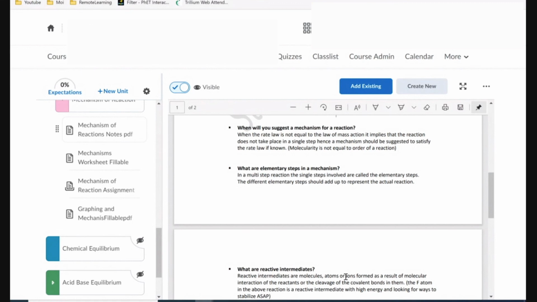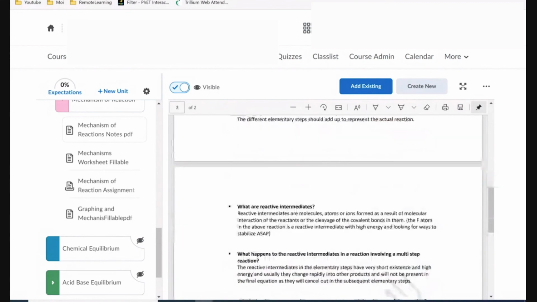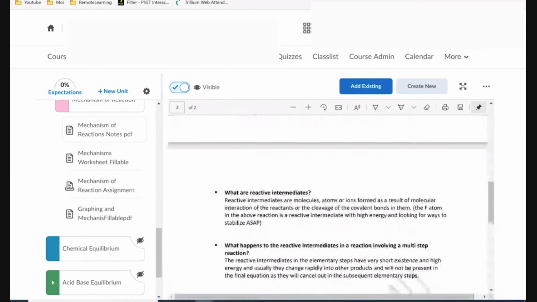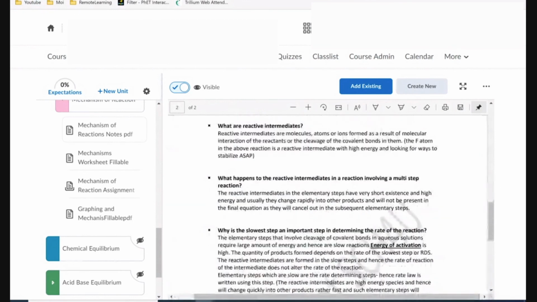What are the elementary steps involved? What are reactive intermediates? So we have the reactive intermediates there. So that's the next part. What are reactive intermediates? Reactive intermediates are substances that are produced in one step and consumed. So that's what we'll be looking for. Again, what happens to the reactive intermediates? They get used up in the subsequent steps.